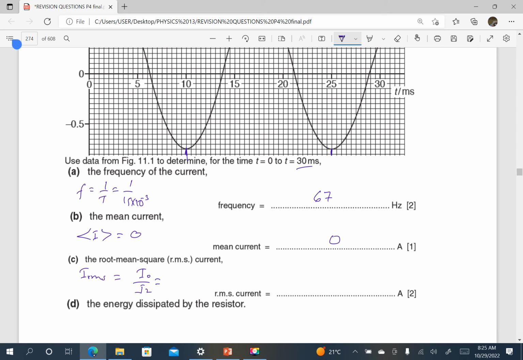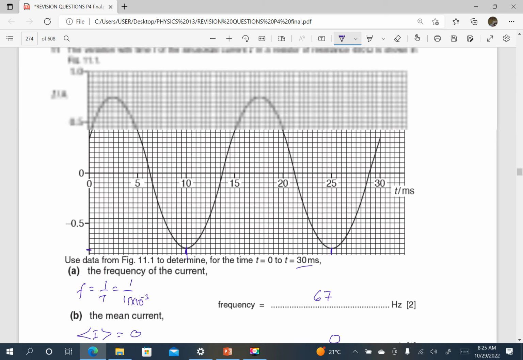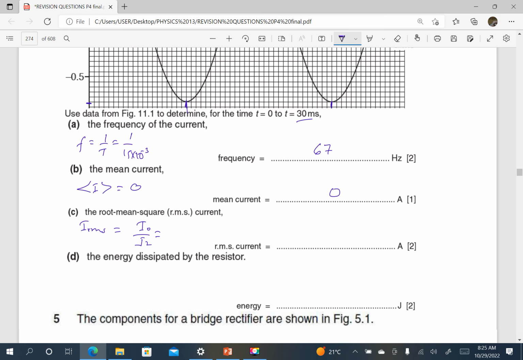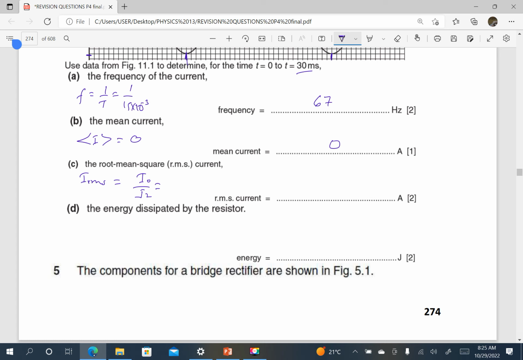We substitute the peak value of current, you can see it from the graph. I think this is 0.75. It is in the middle of 1 and 0.5. So this will be 0.75 divided by root of 2. Then I press my calculator. So this is 0.53 amperes.